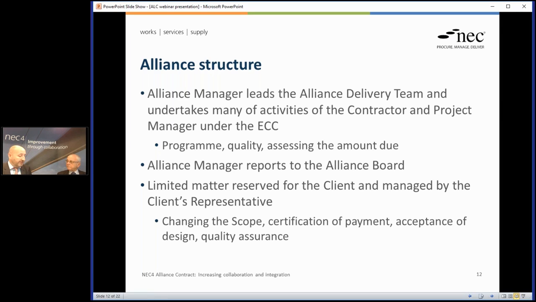Okay. And the key thing is that they need to command the respect of the members of the Alliance and be able to undertake what is going to be a fairly challenging task, undertaking functions of both project manager and contractor under the ECC. Okay, so they will deal with things that normally are split out between different parties. So looking at programme, quality, assessing the amount due, dealing with compensation events. They report to the Alliance board, and so ultimately that's who they're responsible and answerable to, as opposed to the client specifically.